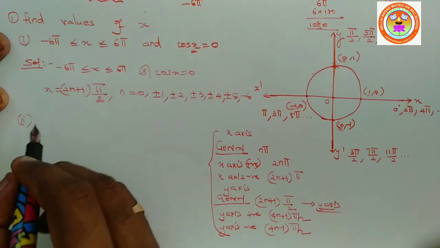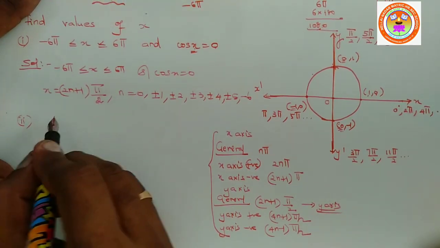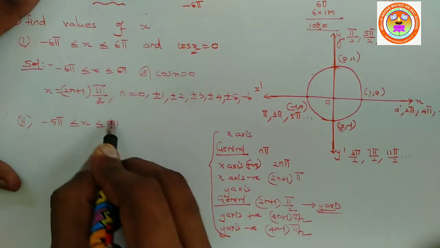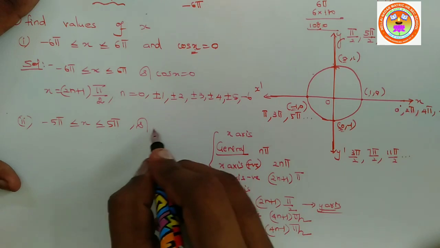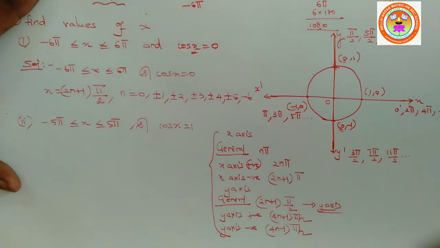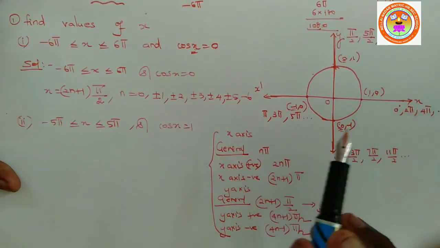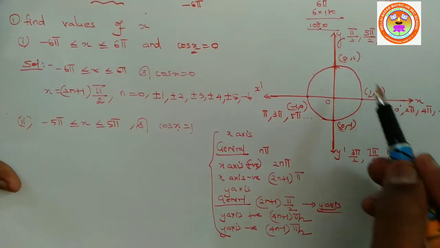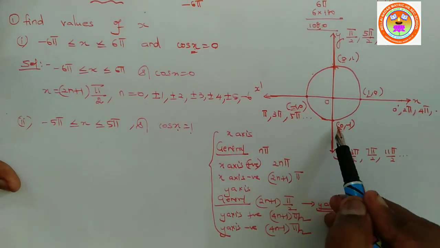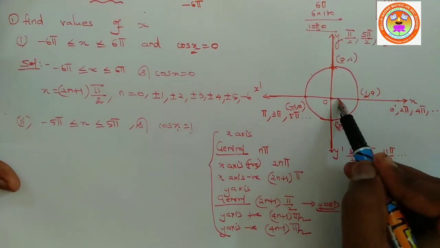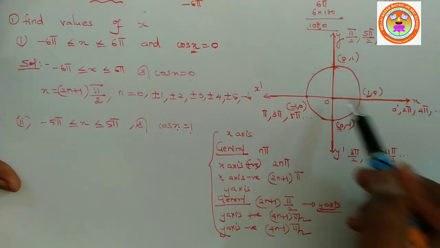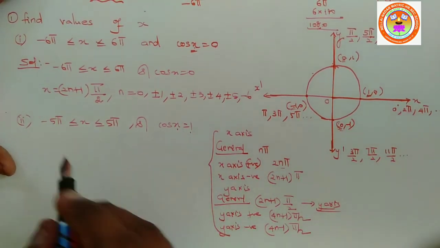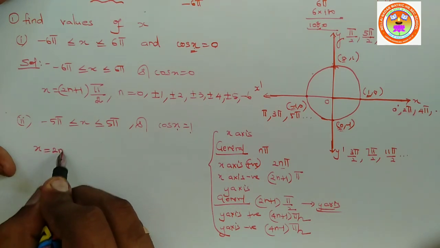Next we move to the second subdivision. The second subdivision is minus 5 pi less than or equal to x less than or equal to 5 pi, and cos x is equal to 1. Where cos x is equal to 1, we need to check. The first value should be 1. This is 1, this is 0, this is minus 1, this is plus 1. This is 1, so only the positive x-axis. The positive x is nothing but 2n pi. So x is equal to 2n pi.